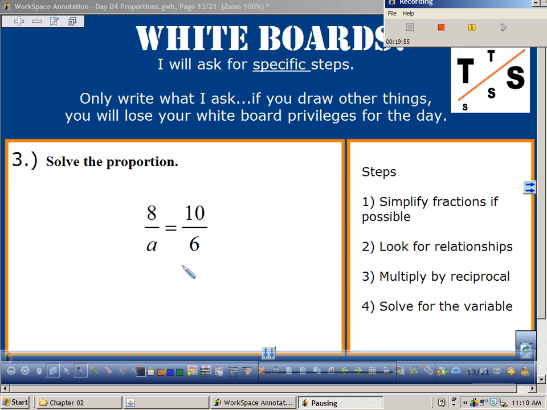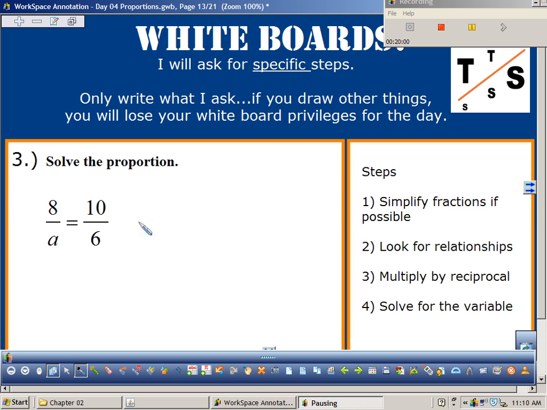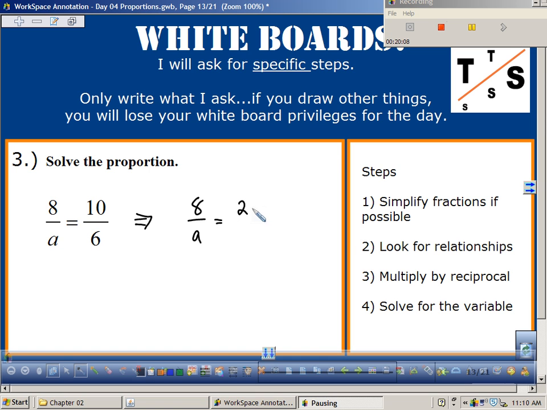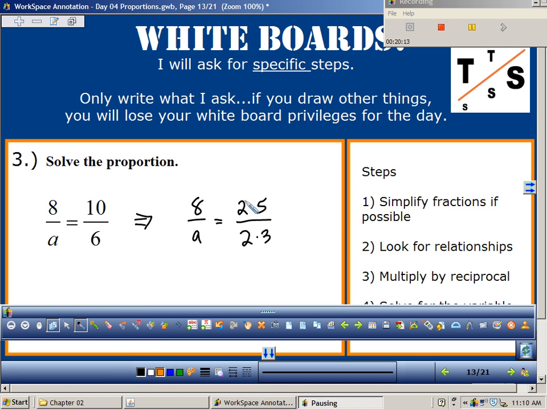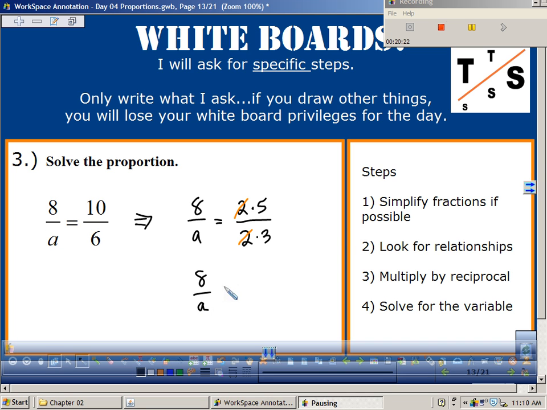All right, let's come back together and let me do this one. Write it down please. I realize that 10 and 6 have something in common, so I'm going to factor. 10 is 2 times 5. 6 is 2 times 3. 2 divided by 2 is 1. So now I have A over 8 equals 5 over 3. I see no relationship between 5 and 8, so I know I've got to multiply by the reciprocal.